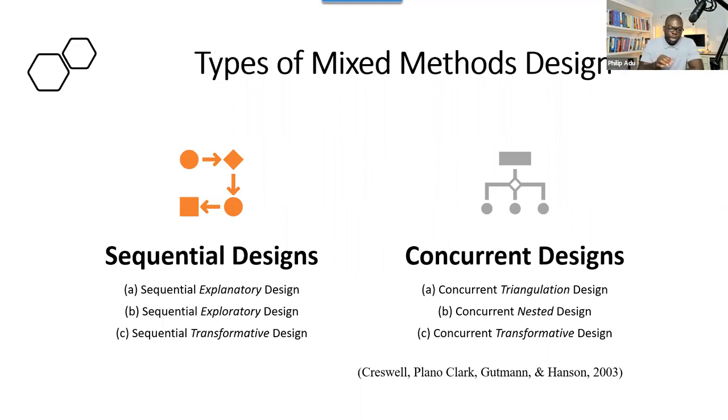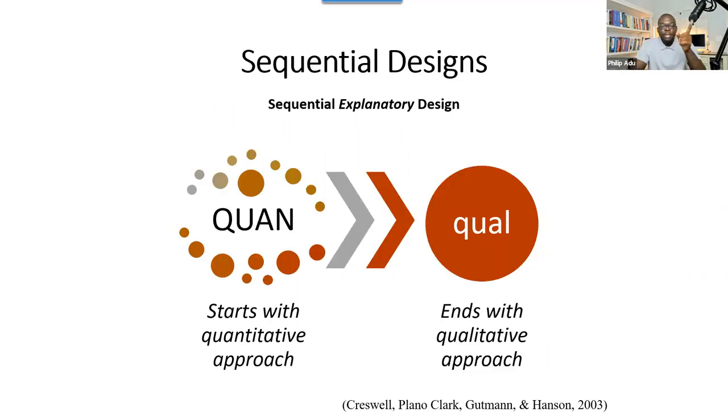Under sequential, we have three main types, and I'm going to go through the three main types. And also under concurrent, we have three main types. So let's start with sequential explanatory design. The term explanatory means that the qualitative approach is trying to explain the findings of the quantitative approach, right? So you start with the quantitative. You see that the quant is in caps. This means that quantitative will be the dominant approach, right?